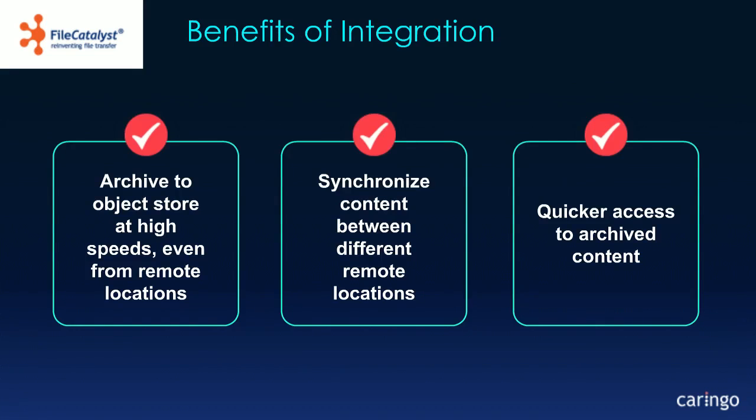So some of the benefits, again: you can archive to object store at really high speeds, regardless of where you are. You can synchronize content between different locations. So if you have multiple Caringo Swarm deployments, you can accelerate content between the different deployments. As well, as you can imagine, with object store, it's a lot quicker to access archive content versus looking at legacy ways of using tape, etc.